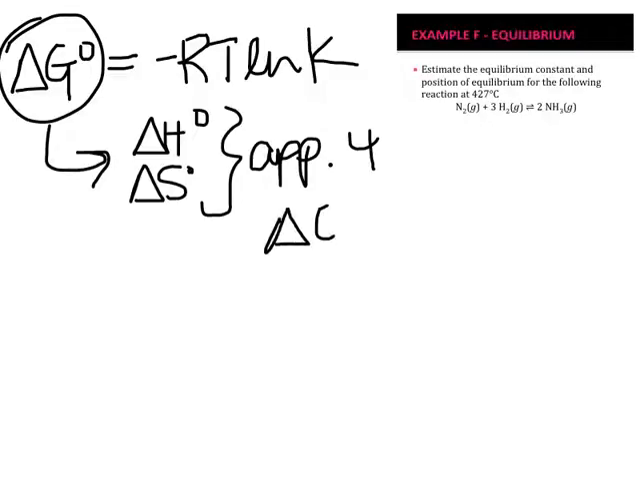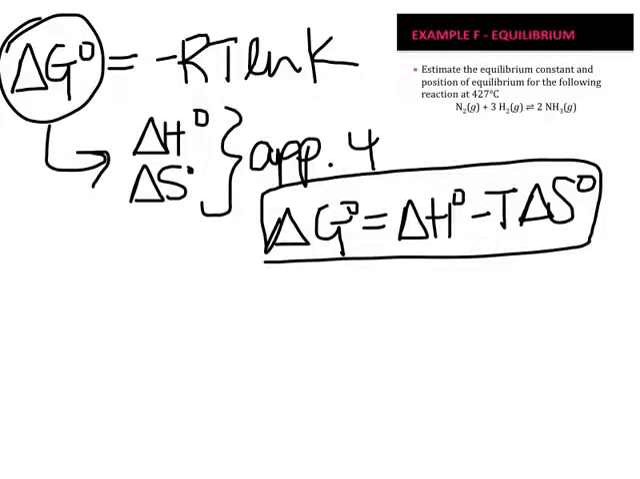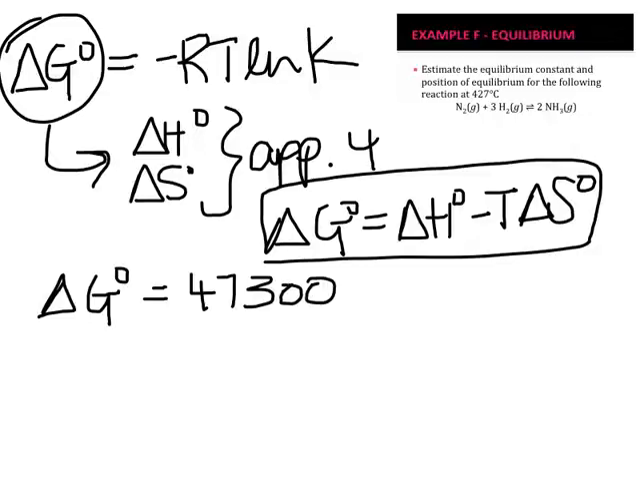And then use delta G equals delta H minus T delta S. Remember, delta S is temperature dependent. So if I'm not at standard conditions, I have to use this way to calculate delta G. Okay. So when you do this in your calculator, and we have done this in example E from a few slides ago, we found that delta G for this reaction is equal to 473,000 joules.